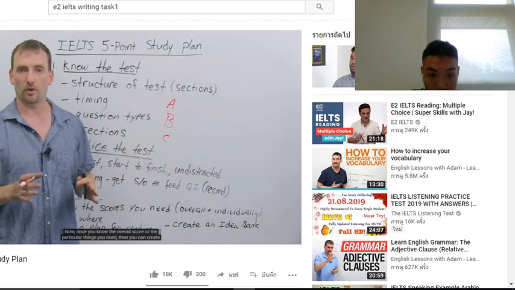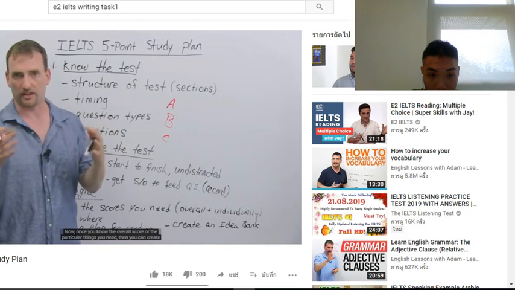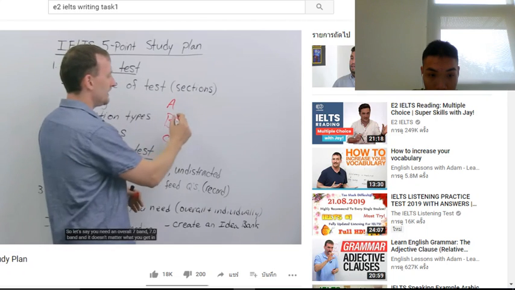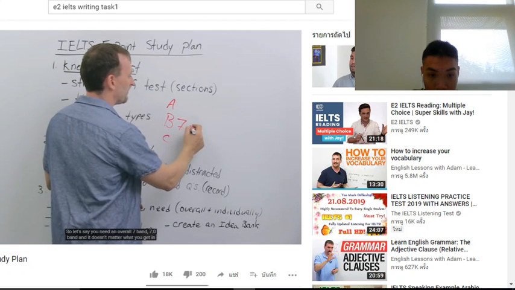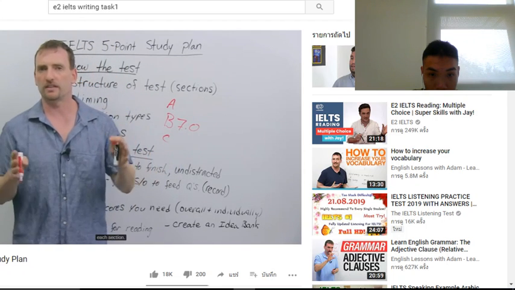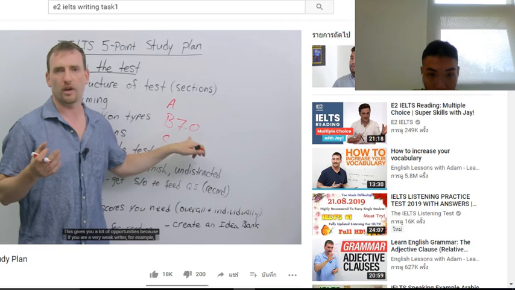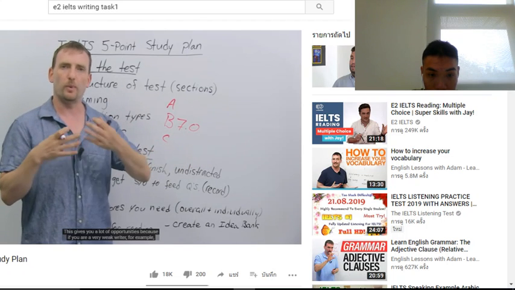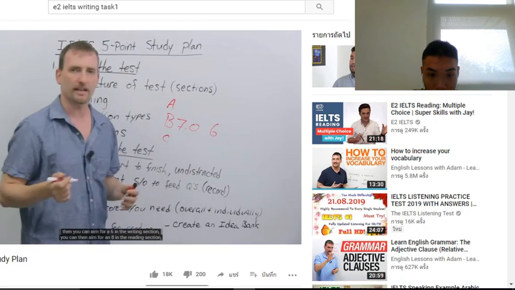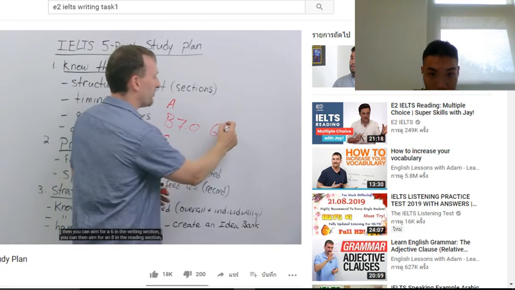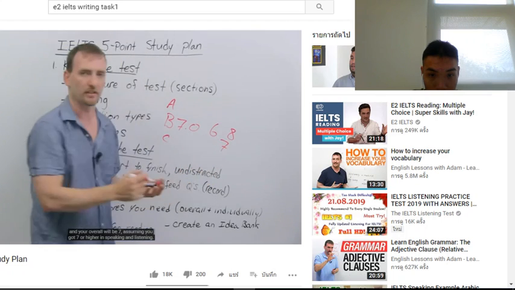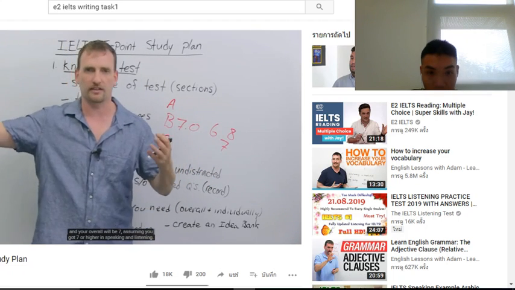Now, once you know the overall score or the particular things you need, then you can create a strategy. So let's say you need an overall 7 band, 7.0 band. And it doesn't matter what you get in each section. This gives you a lot of opportunities because if you're a very weak writer, for example, then you can aim for a 6 in the writing section. You can then aim for an 8 in the reading section, and your overall will be 7, assuming you got 7 or higher in speaking and listening.